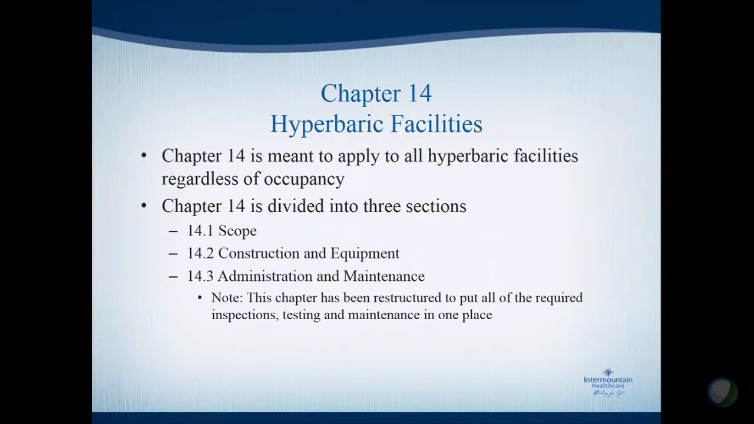When you read Chapter 14, it's divided into 3 sections. One is back to the scope. We always start with what are we talking about. 14.2 is construction and equipment, and 14.3 is administration. We did an interesting thing, and I'll get more into it later: we pulled all the different requirements for inspections, testing, and maintenance and put them into 14.3 under a section called ITM. At least personally, what I find irritating is you're always flipping back and forth within the code in our chapter trying to find what I am supposed to do. You get lost, so hopefully this will help users by having all of our requirements in one place.